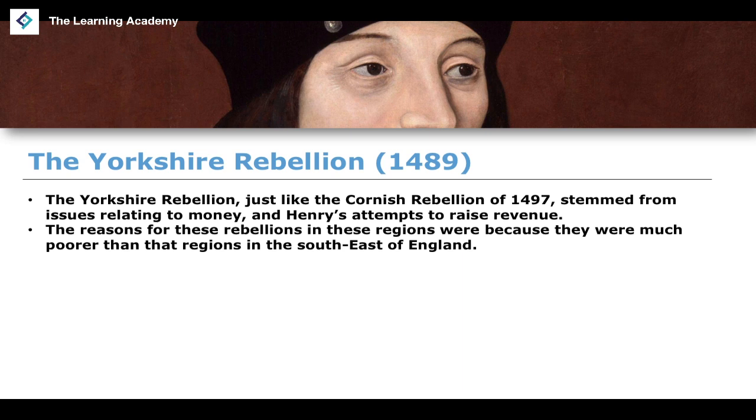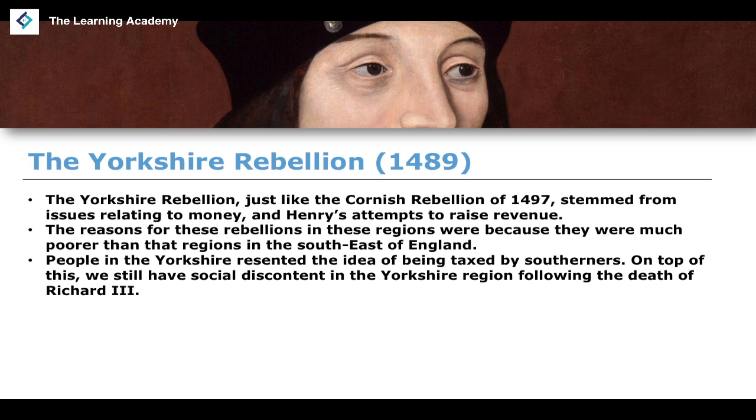There's also the fact that these rebellions took place in these specific regions because these regions were much poorer than other regions in England, specifically places like the southeast of England. And that's one of the reasons why we see rebellions in Yorkshire and Cornwall. The people in Yorkshire resented the idea of being taxed by Southerners.